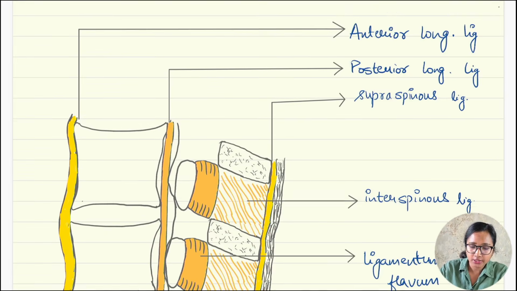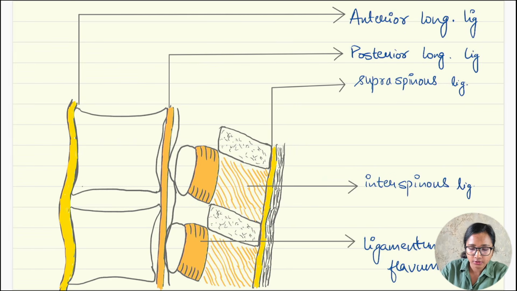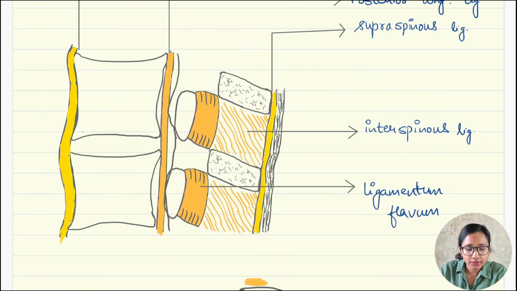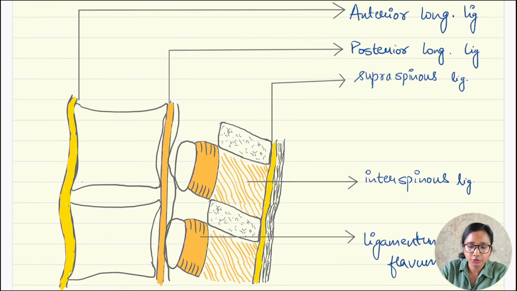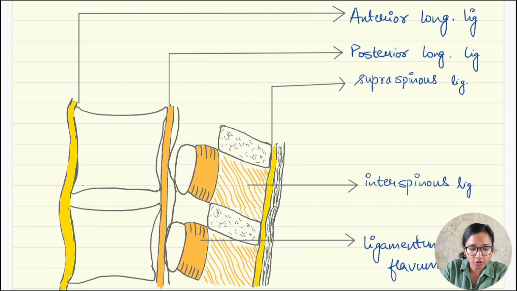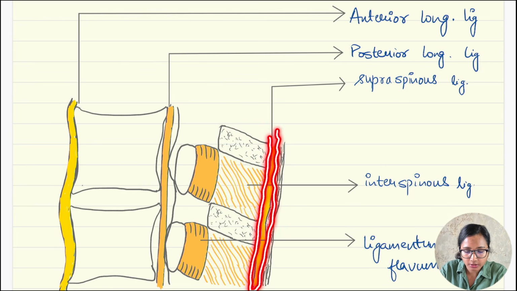If we talk about ligaments, this is a sagittal section of vertebrae of spinal cord, and we can see all the ligaments from anterior to the posterior region. So talking about anteriorly, anterior to vertebral body lies anterior longitudinal ligament. Posterior to vertebral body lies posterior longitudinal ligament. Spinal canal, after spinal canal is ligamentum flavum. Ligamentum flavum is followed by interspinous ligament, which is the ligament between two spinous processes. Above the spinous process lies the supraspinous ligament.